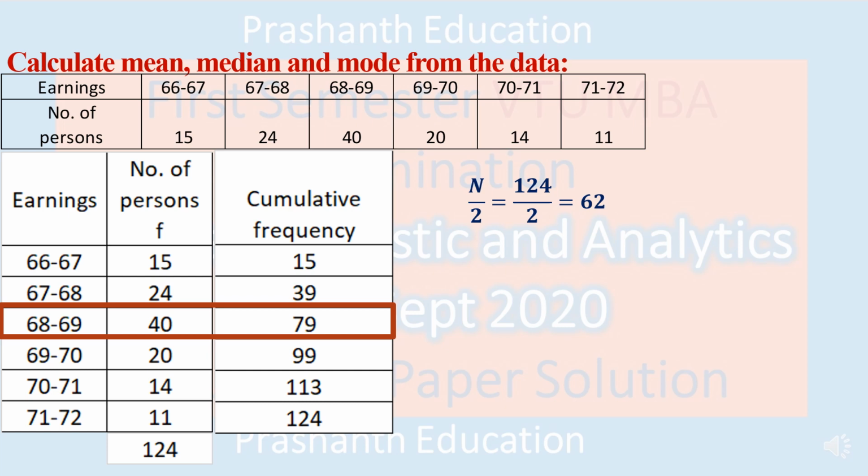Now we need to do an interpolation. Already you know the median formula, L plus (n by 2 minus CF) divided by F, into I. So we will calculate each term. N by 2 we have already calculated, 62. So first we will calculate L.